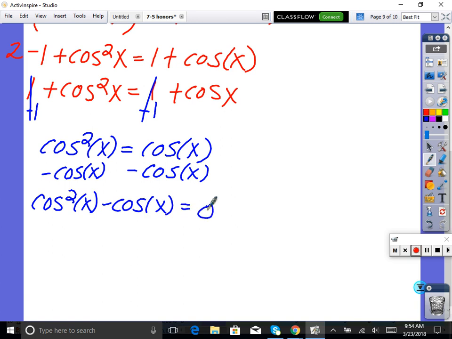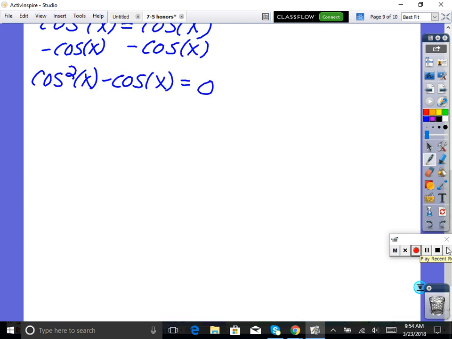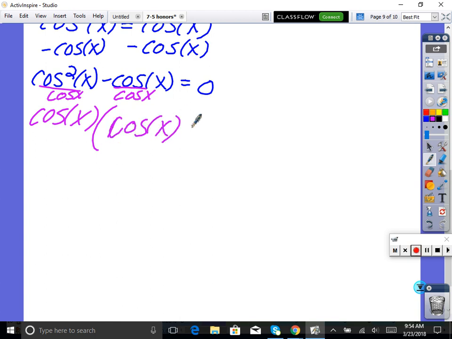Now I can factor out a cosine of x. These problems are kind of long. Factor out a cosine of x, divide by cosine of x, divide by cosine of x. Then what's left is 1, what is it? Okay, good save. Cosine of x times cosine of x minus 1 equals 0. So now can't I set each of those equal to 0 and solve?